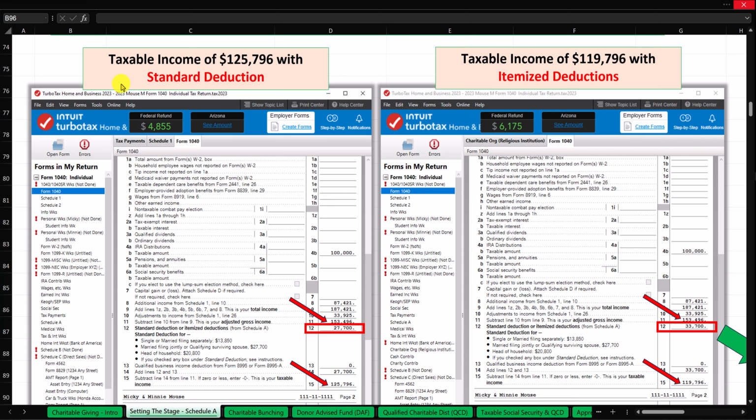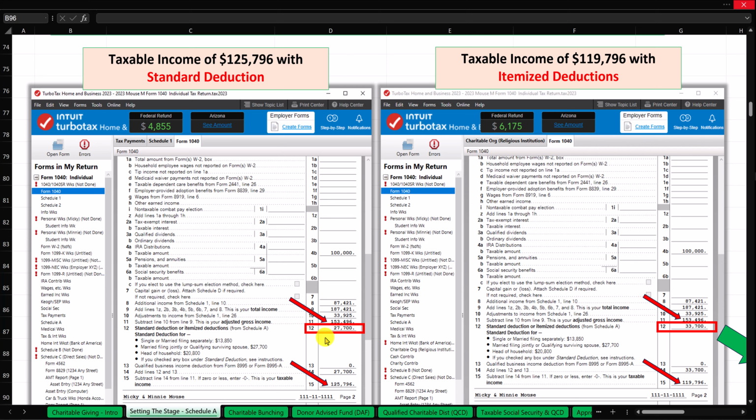Okay, let's look at these 2 examples side by side, and the first thing I want you to notice is that adjusted gross income, or AGI, is the same in both examples. So we have $153,496 right there, and we have $153,496 on this side as well.